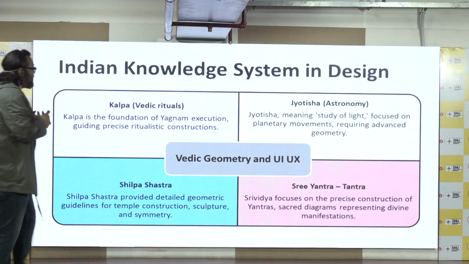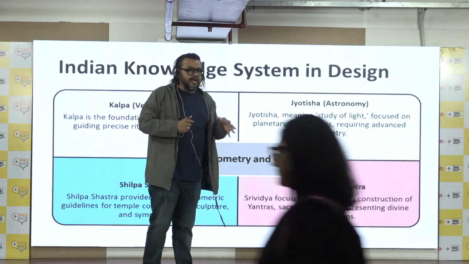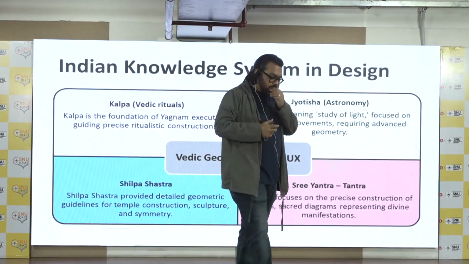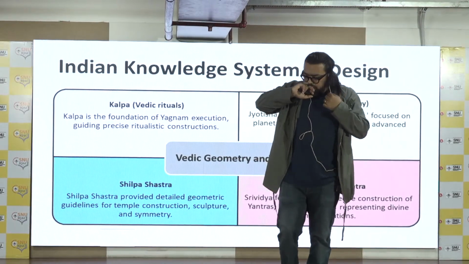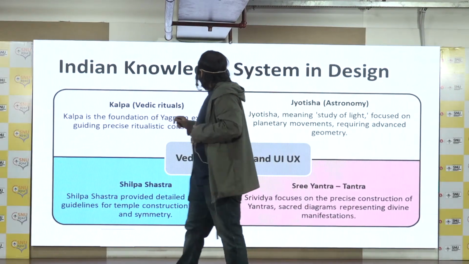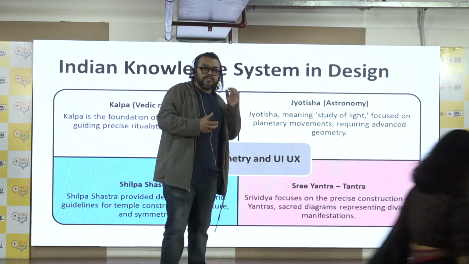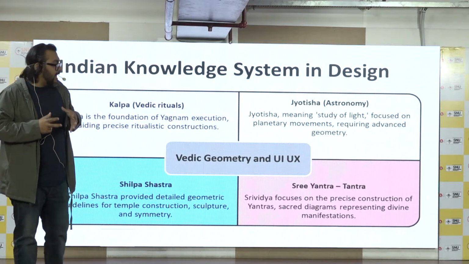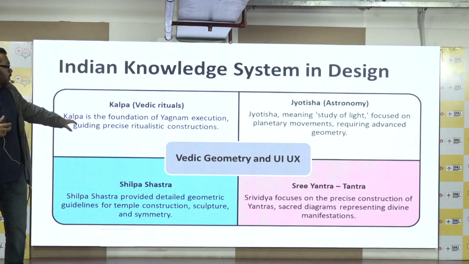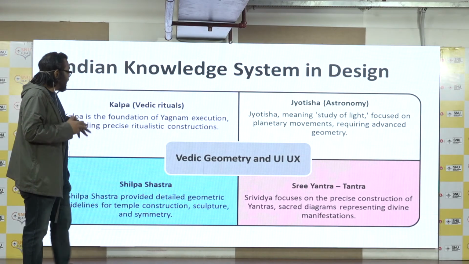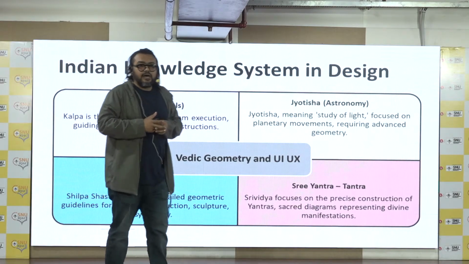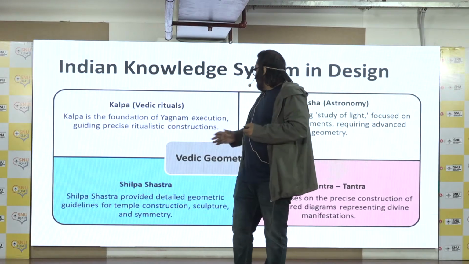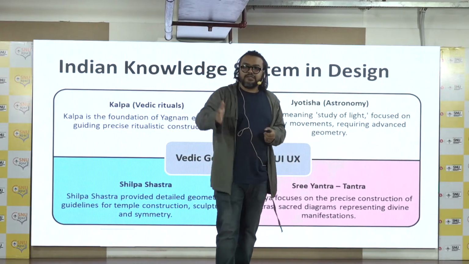Sorry guys, it simply means the study of light. Now, with how Jyotish brings a lot of geometry or understanding of light or geometry in terms of design principles, that is what is connected with the modern UI UX. And also we have Shilpa Shastra, where we have seen the detailed geometries that we have done for our ancient temples and sculptures for their symmetry.